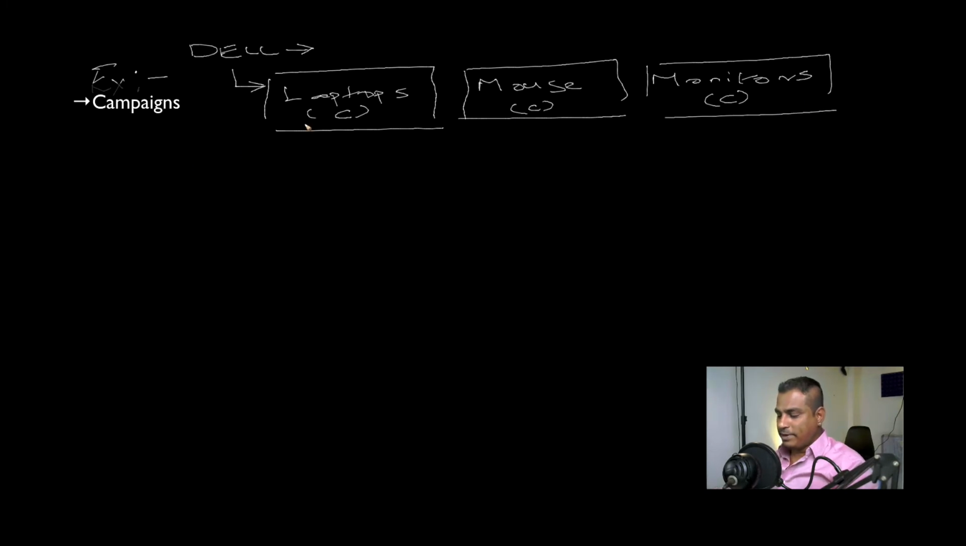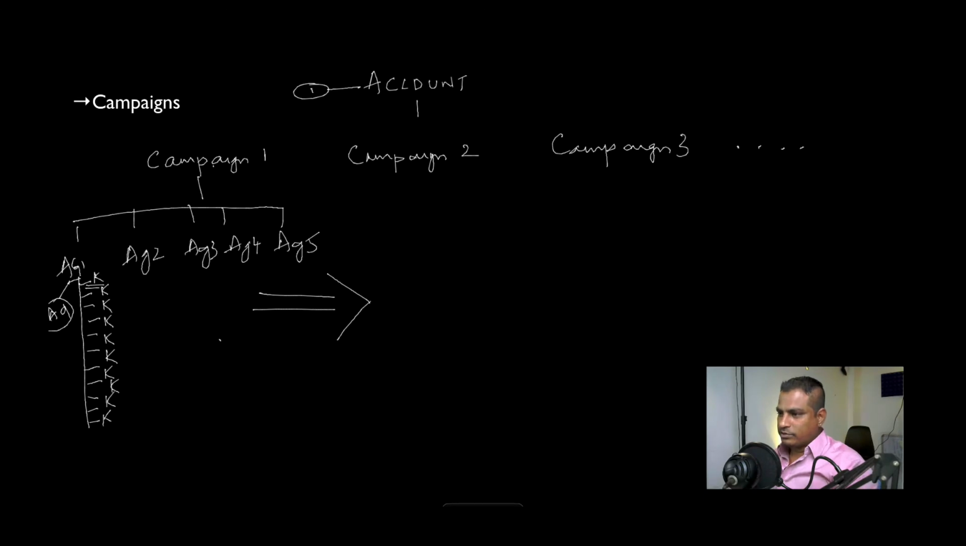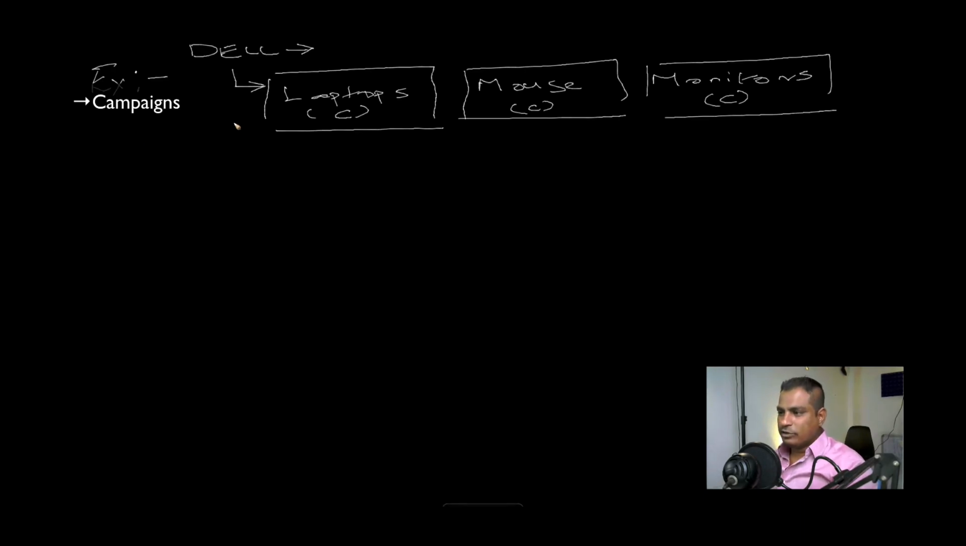Now, what does a campaign have? Let's go back quickly. Campaigns have ad groups. So this is an ad group. Now this is an ad group. This is an ad group. This is an ad group. Similarly, what do you think will be the ad groups for Dell laptops?